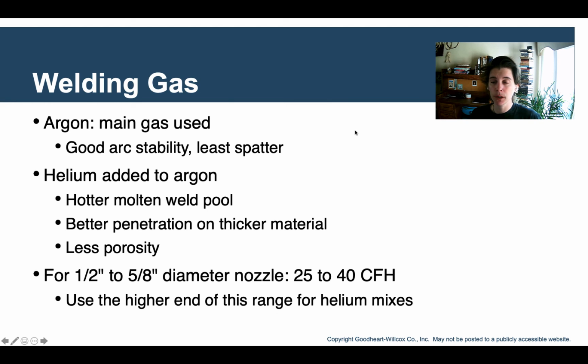The welding gas for aluminum, argon is the main gas used, almost always used. You can add helium to it. Again, you get different qualities in your weld pool, more penetration, hotter weld pool, less porosity. And for your standard 1/2 to 5/8 diameter nozzle, 25 to 40 CFH. So similar still to your carbon steels. If you are using a helium mixture, you have to use the higher end of this range, a higher CFH, because helium is lighter than air, so it's going to want to move off of the weld metal very quickly, so you kind of blast it with more helium in that case.